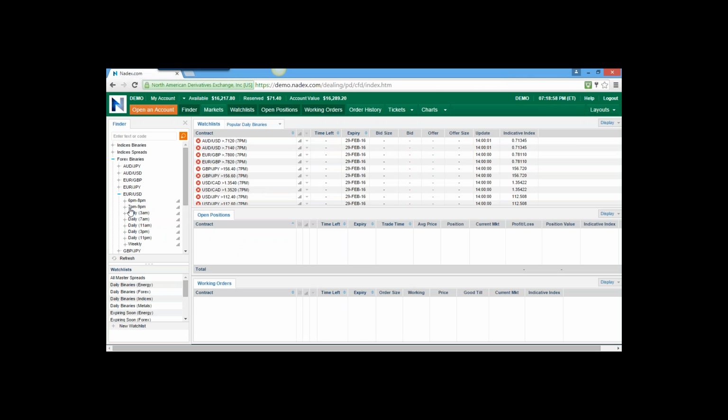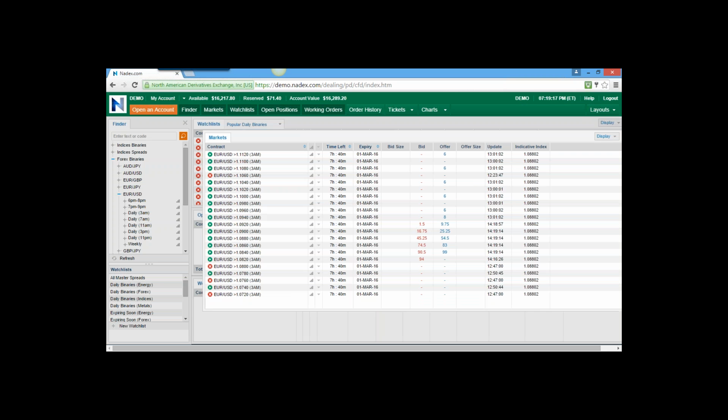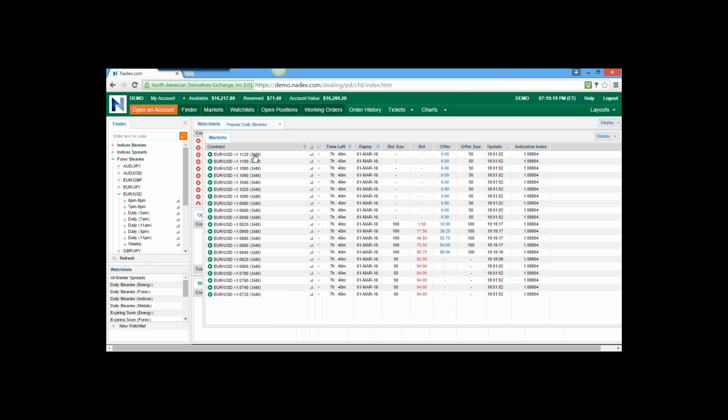This set of binaries opened up at 7 p.m. and will expire at 9 p.m. These here go all the way till tonight at 3 a.m. These go till tomorrow at 7 a.m., tomorrow at 11 a.m., even out tomorrow till 3 p.m., then some tonight at 11 p.m. You can click on any of these and you'll see there's a bunch of different binaries here all the way out till 3 a.m. tomorrow. Each one of these different strike levels is a different binary contract, 0960, 0940, 0920. Those are all different binary contracts.